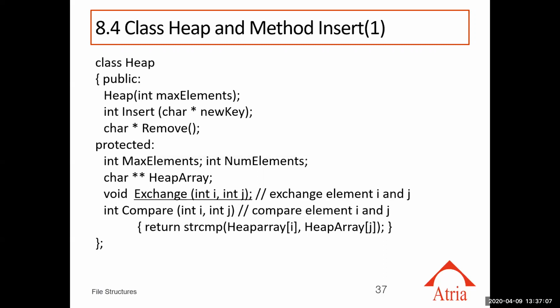In protected, we define the maximum element. Maximum element is the maximum size of the tree, and number element is the current element we are entering, what we are adding to the tree. We have a heap array as a pointer variable of character data type. And we have one more function named exchange, which will exchange the root node and leaf node based on its value. If the leaf node is smaller than the root node, then we have to interchange. For that purpose, we use the exchange function.